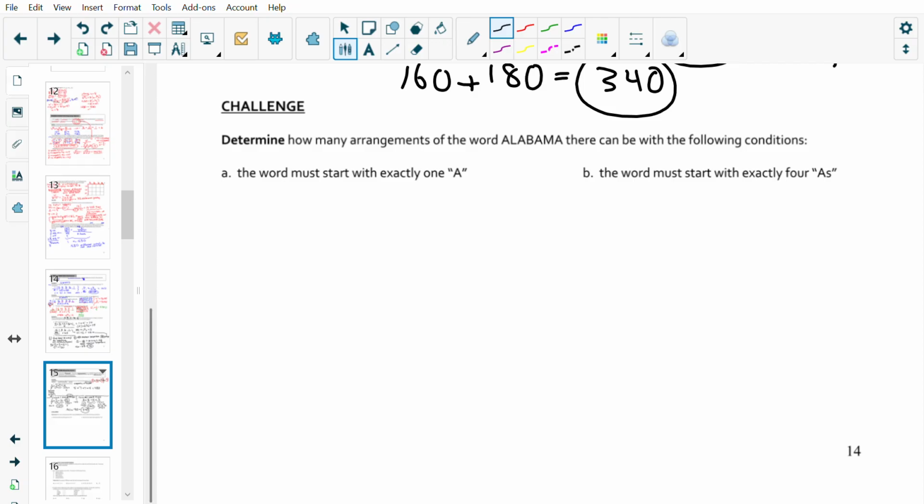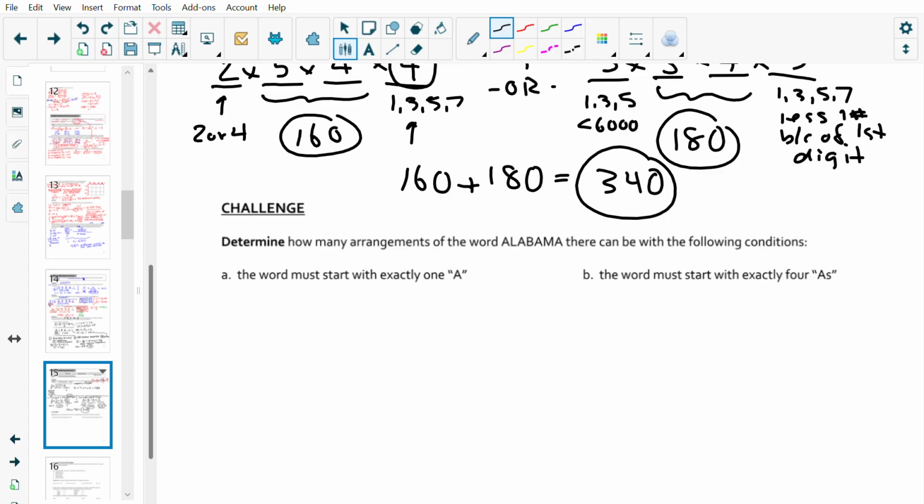Okay, challenge, last one. Determine how many arrangements of the word Alabama there can be with the following conditions. Wow, these US states have lots of repeat letters. Okay, 7 letters. Must start with exactly one A. So A.